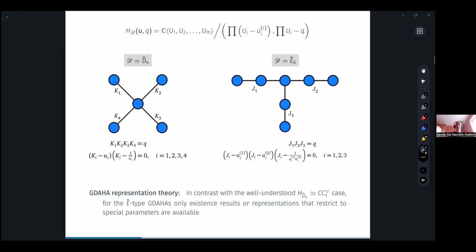However, opposite to the case of D4 in which everything is well understood, the GDAHA representation theory is still quite open for these truly generalized DAHAs, in the sense that there are some existing results using also very hard machinery like quantum D-modules and things like that. And there are also some explicit representations. However, and that's the caveat, they only hold for some specific values of the parameters. So for example, q is a very specific number, or some of the u's, like with the superscript, some of these really are some very specific numbers.